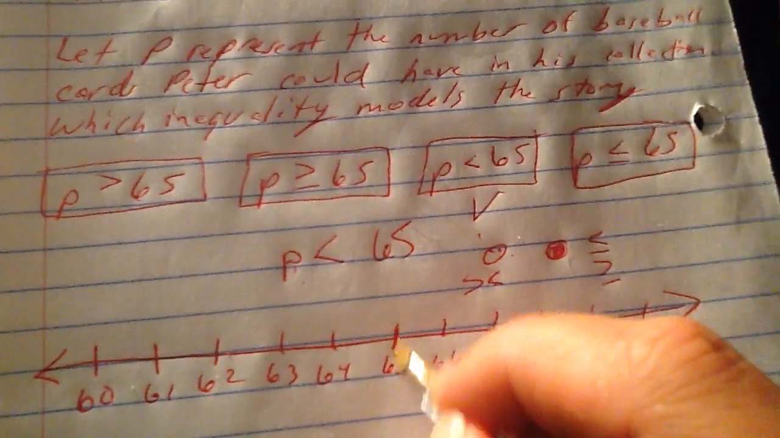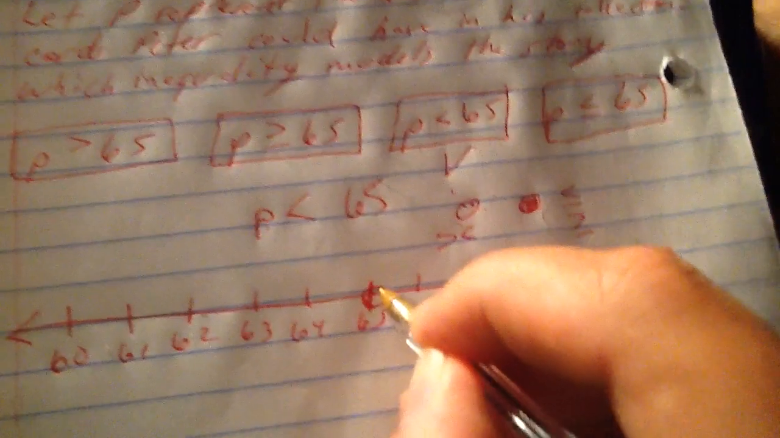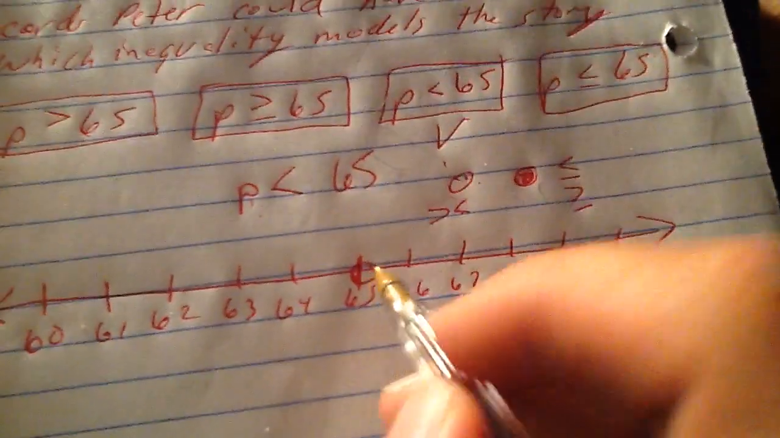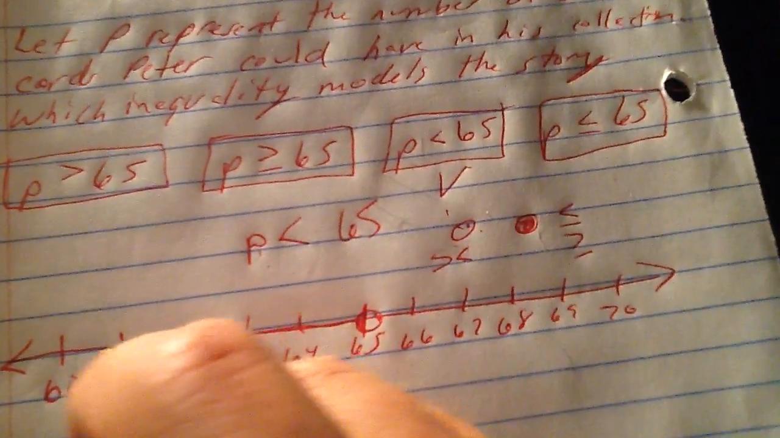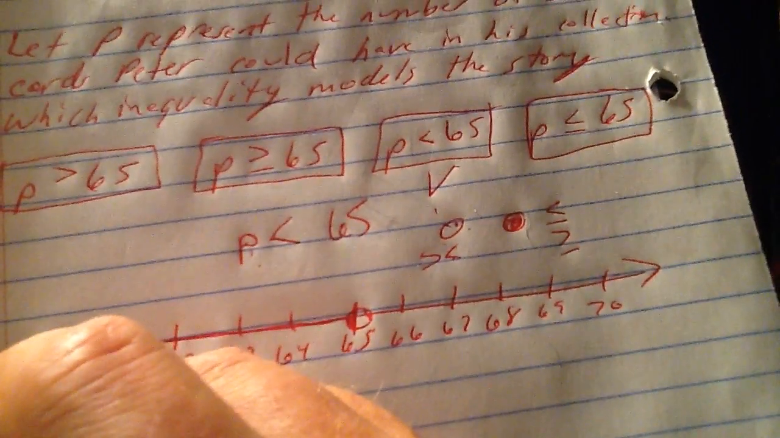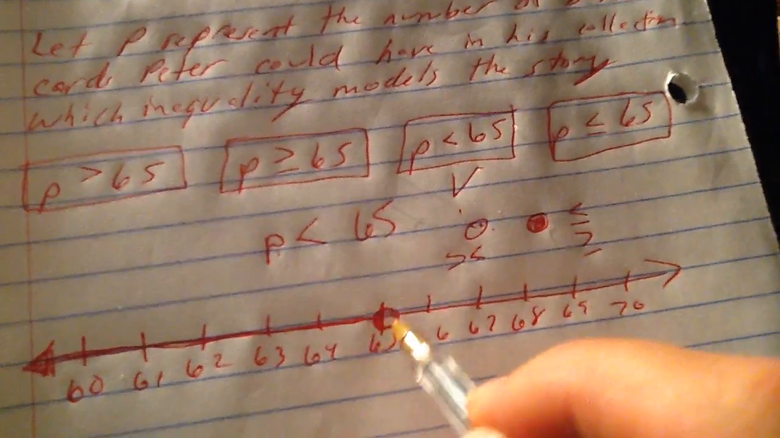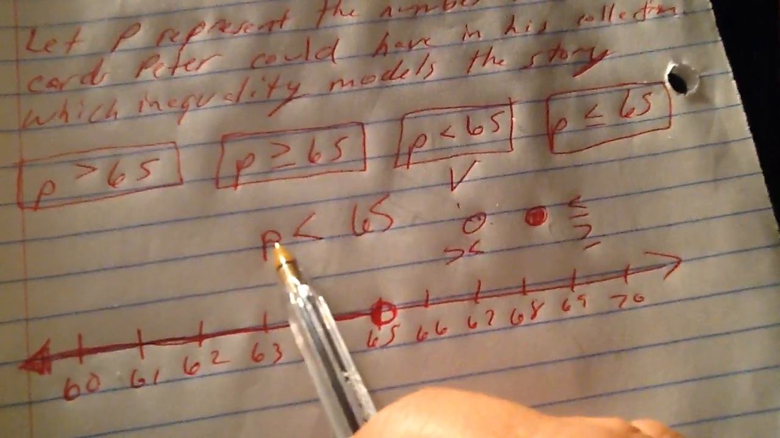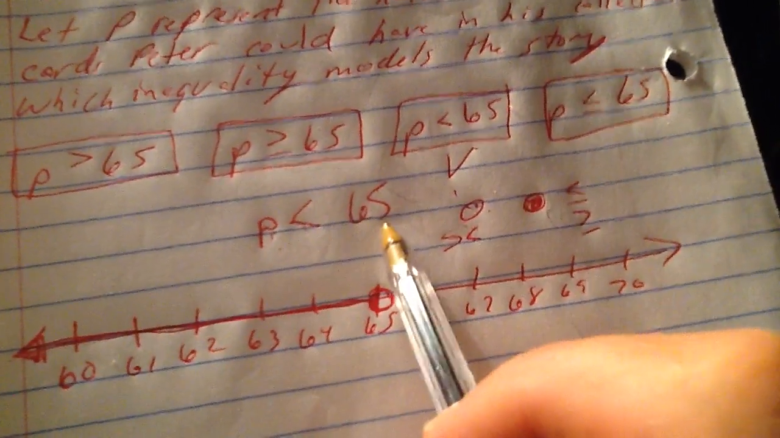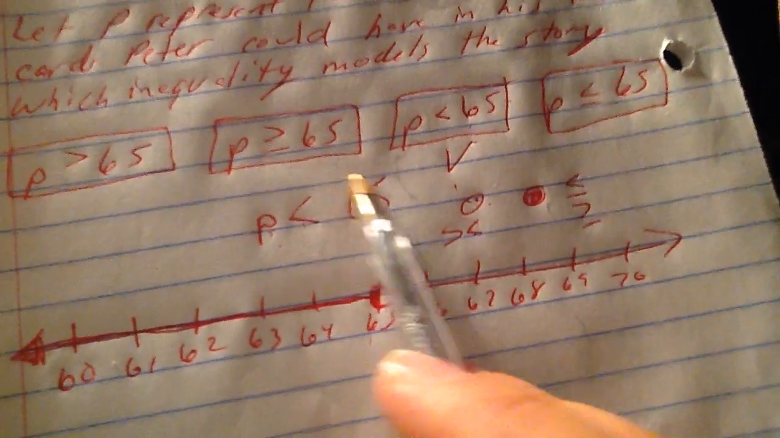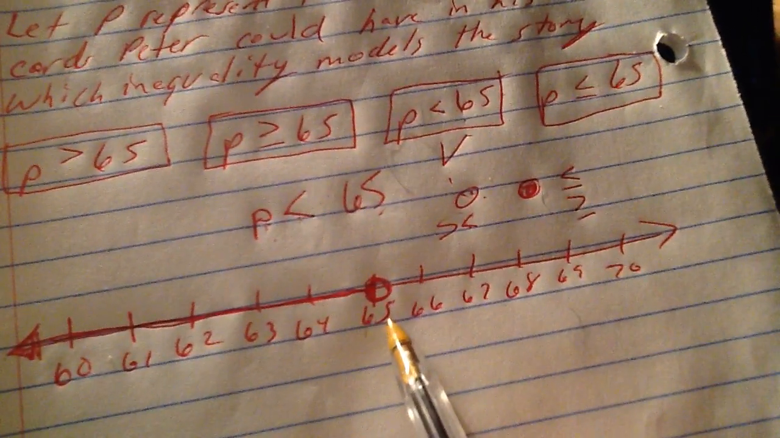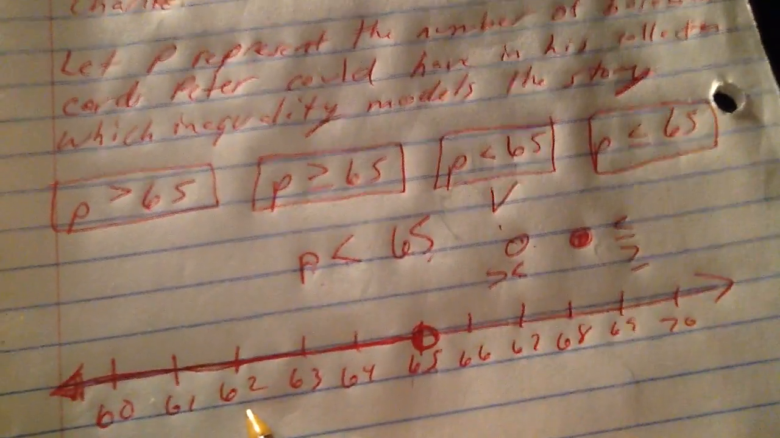So open circle around 65, and then we are going to shade this way, okay? So P, the number of cards Peter has, is less than 65. So you click on this button, open circle around your target number right there, and then less than 65.